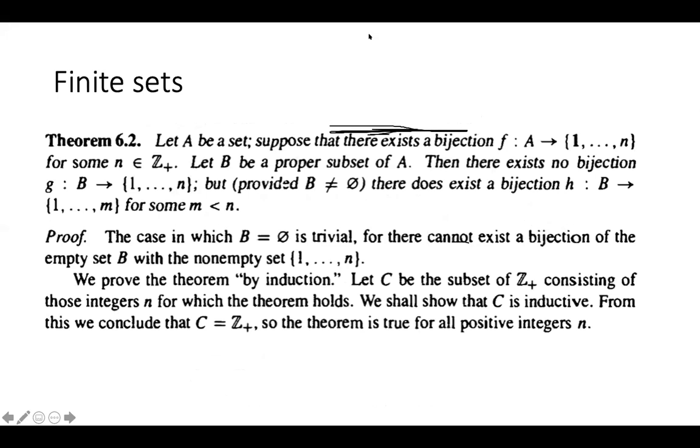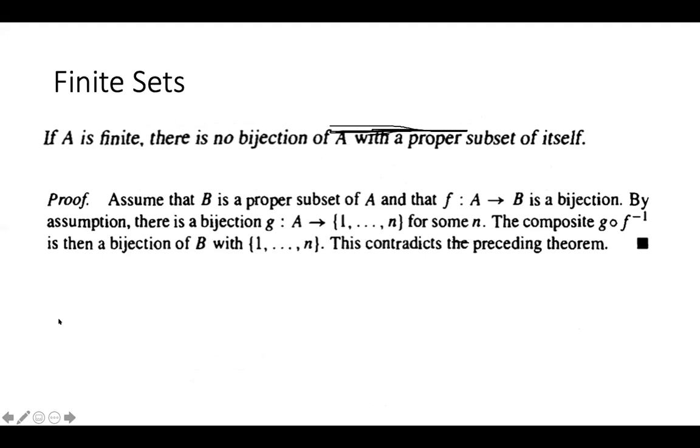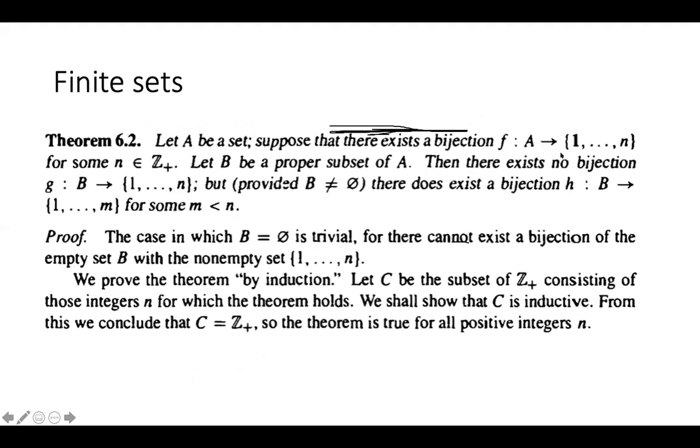And so this gives us the next theorem, which is: let A be a set. Suppose that there exists a bijection which maps from A to 1 to N. So every element in A is mapped from 1 to N for some N in Z plus. Then let B be a proper subset of A. Note that this idea of a proper subset means that it's not the same as A.